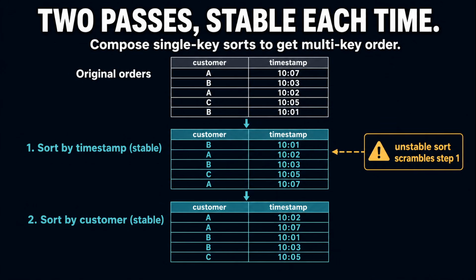Inside each customer group, the timestamps still come out in order because the second sort did not disturb their relative position. With an unstable sort, that two-pass trick breaks. The customer-level pass silently scrambles the timestamps inside each customer, and you end up with a multi-key result that is wrong in a way that does not throw any error.